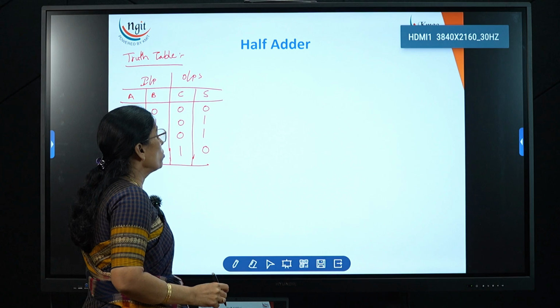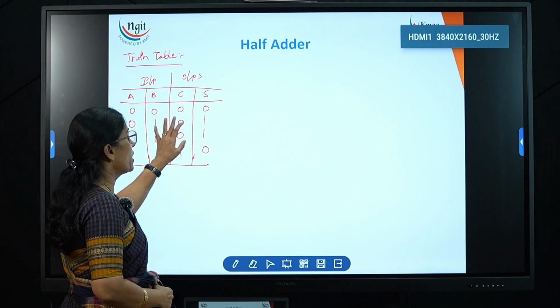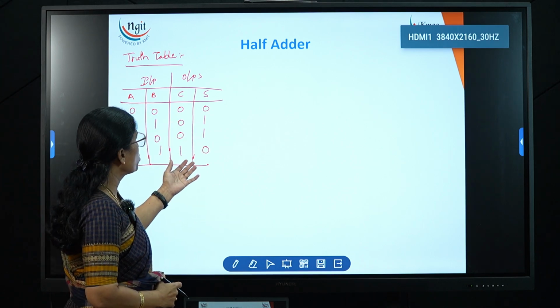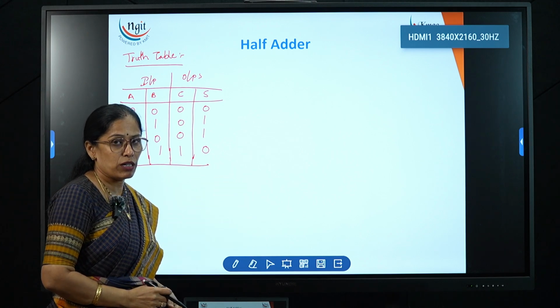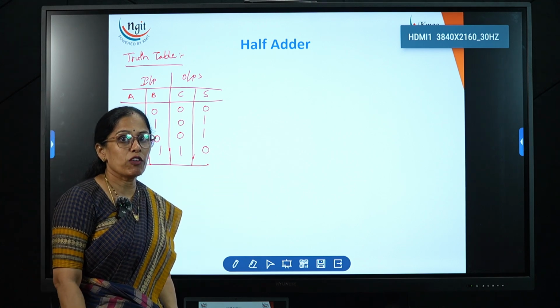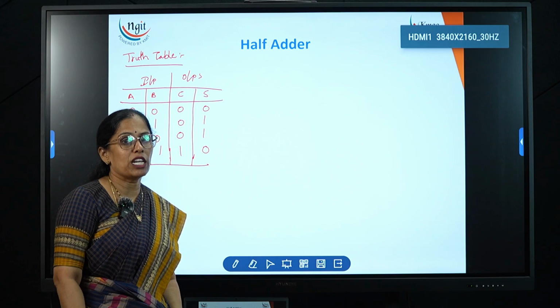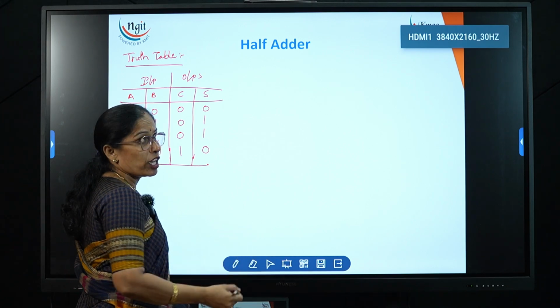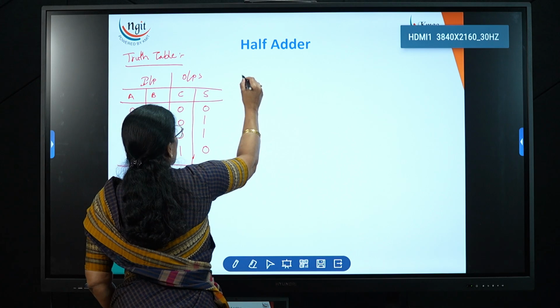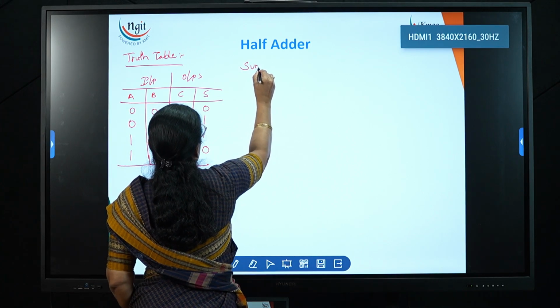Now I need to derive the expression for the sum and carry. By using this truth table also we can write the expression, but the procedure is using K-map. If we derive the expression, then we can easily minimize. So that's why I use the K-map. Now by using K-map, let me derive the expression for the sum.